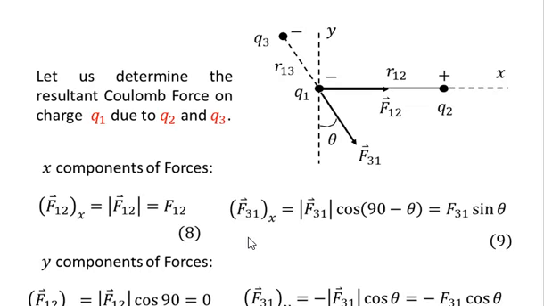Now let's calculate the x component of the force F31, which is given by the magnitude of that force and the cos of the angle between the force and the x-axis, which is cos of 90 degrees minus theta. And you know that cos of 90 degrees minus theta is equal to sine of theta. So the magnitude of F31 can simply be written as F31 times sine of theta. So this is the x component. In equations 8 and 9, I have calculated the x components of the two forces, F12 and F31. Now let's calculate the y components of the two forces.